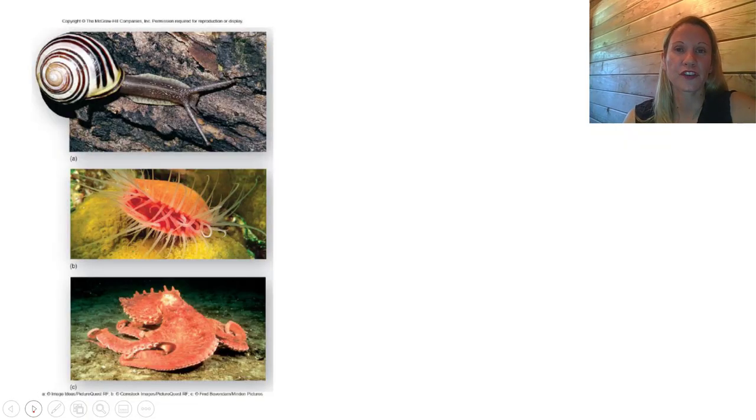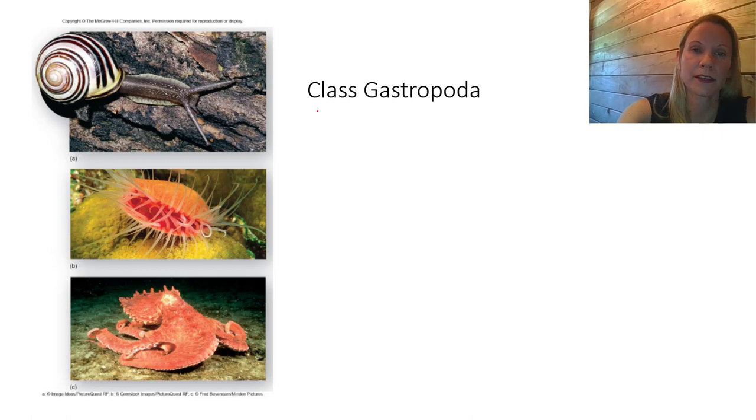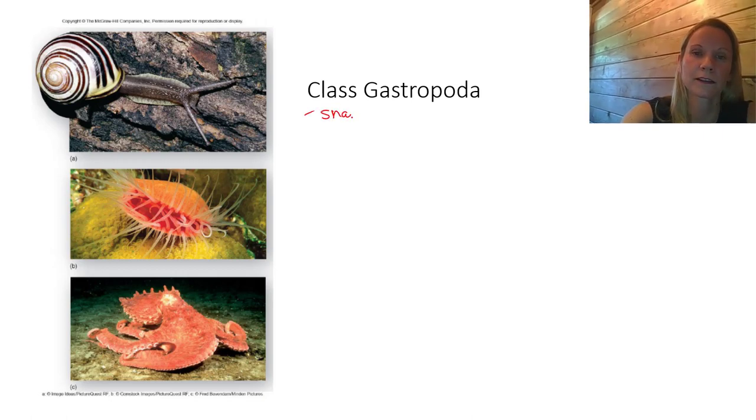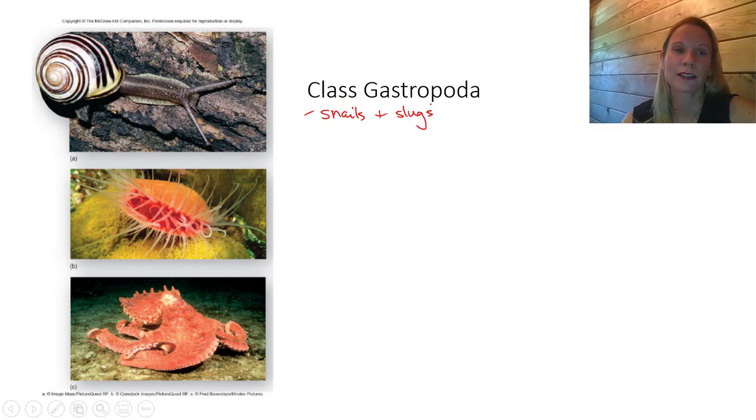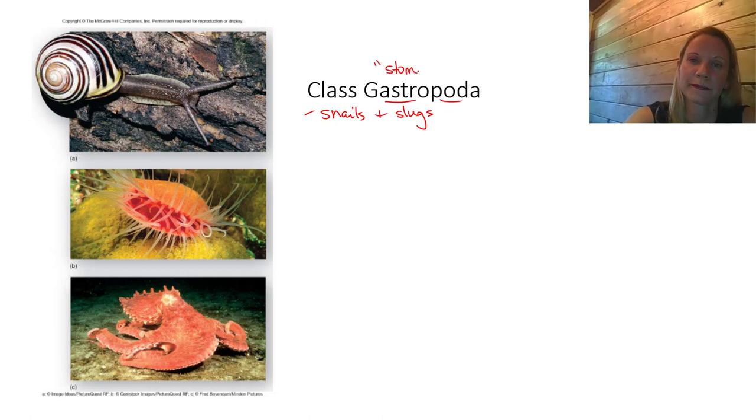Okay, so let's talk about further classification within the phylum Mollusca. There's three classes I would like you to be aware of. So the first class is class Gastropoda. And in class Gastropoda, these would be the snails and the slugs. Now these mollusks get their name Gastropoda, or sometimes just referred to as gastropods, because the stomach of this animal is right above their foot. So the word pod means foot. So this word actually literally translates to stomach foot.